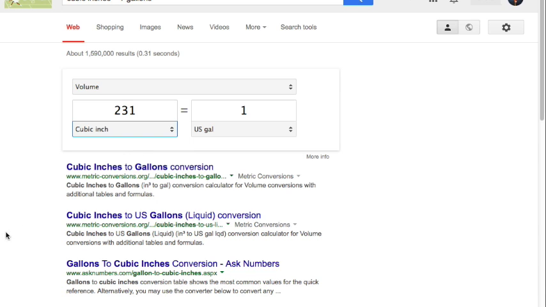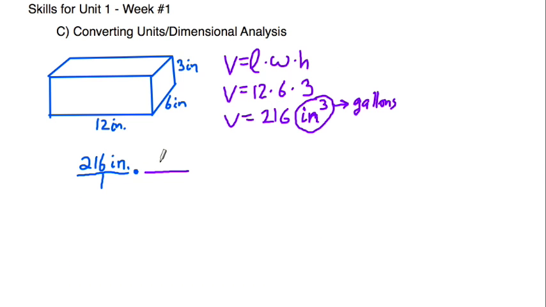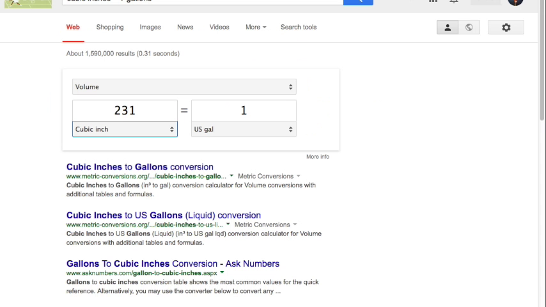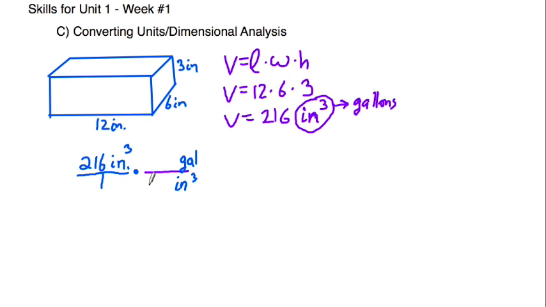All right, 231. So we go back to our other page, and since I want to get rid of the cubic inches, I want to put it in the bottom over here. That way they cancel out, one on the top, one on the bottom. We want to change it into gallons. And there are 231 cubic inches per gallon. Right? So 231 cubic inches per 1 gallon.